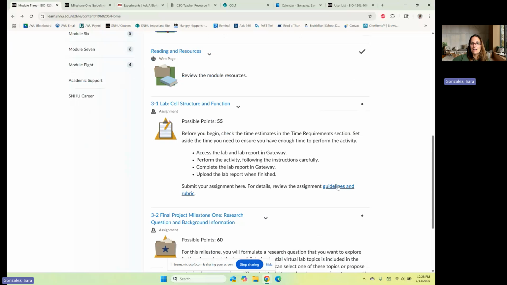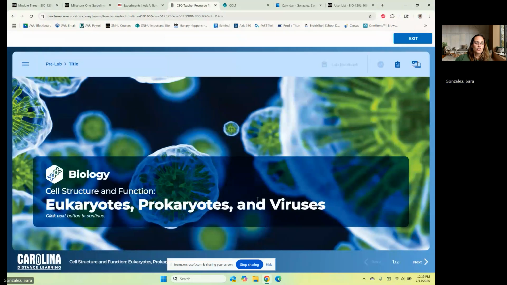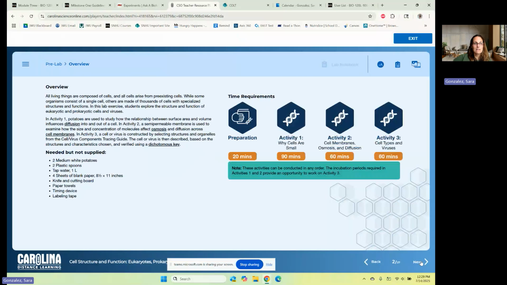So again, if you go to the guidelines and rubric, that's how you'll access the lab. So let me go ahead to the lab itself. This lab is called Cell Structure and Function, really looking at eukaryotes, prokaryotes, and viruses. You'll enjoy this lab because it does have some lab questions, and then you're going to be drawing some organelles and some viruses as well too.